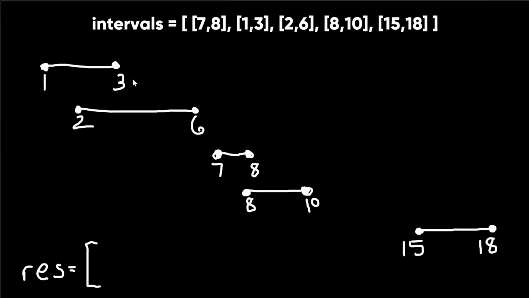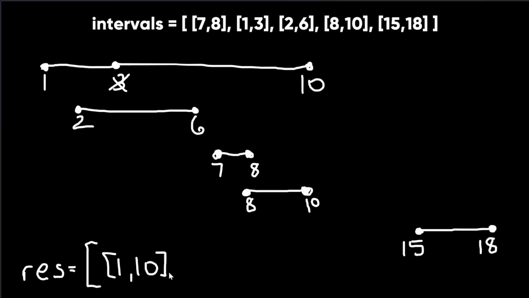Now, what if instead of having a 3, we had something like 10? We'd look through here, and we would add that interval. And then we get to this value here, and we see that this whole interval is overlapping with our previous interval. So we want to do nothing in this case. We want to keep the 10.